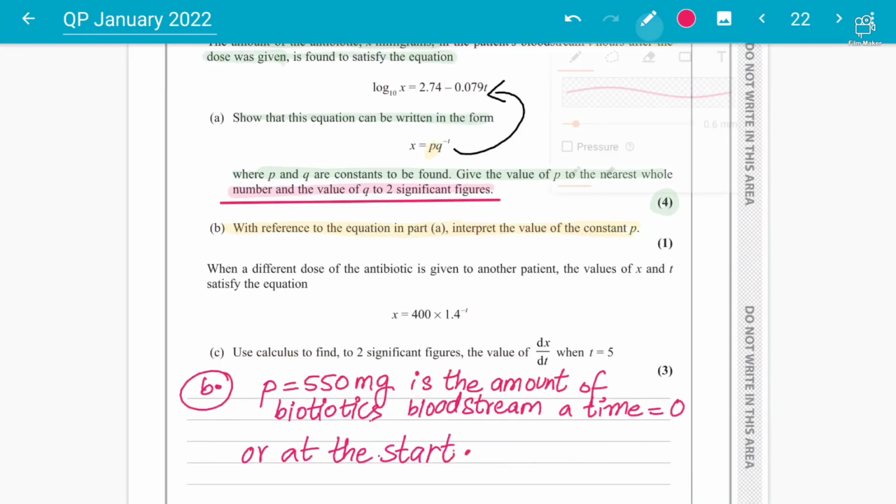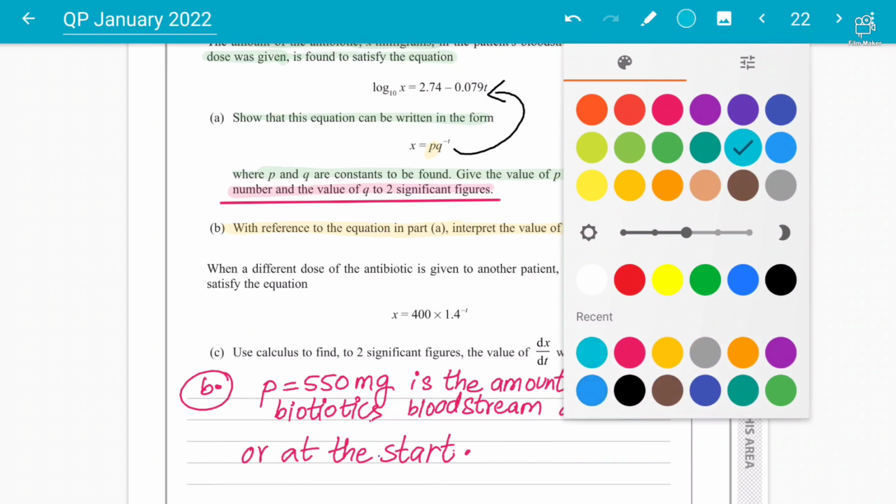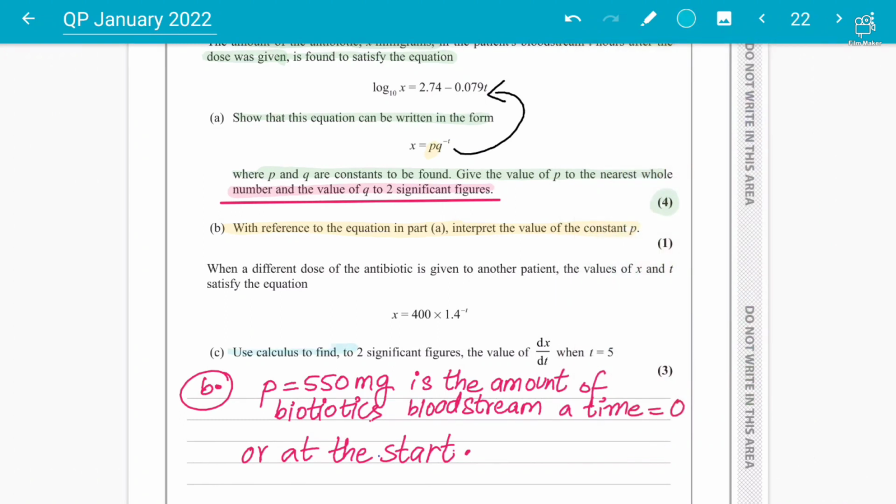Okay, but what about the last part as well? That is basically the differentiation. Use calculus. Let's do it for 3 marks, part C as well. We have to use calculus to find, to two significant figures, the value of dx over dt when t is 5 when a different dose. So calculus means you have to differentiate, right?